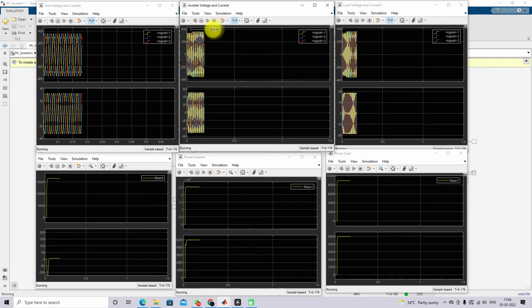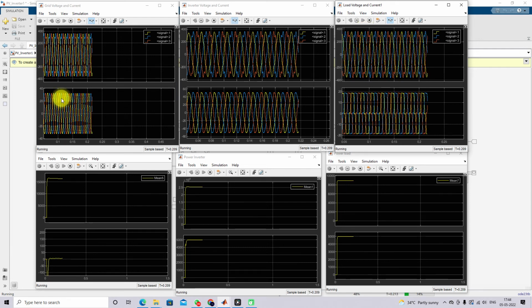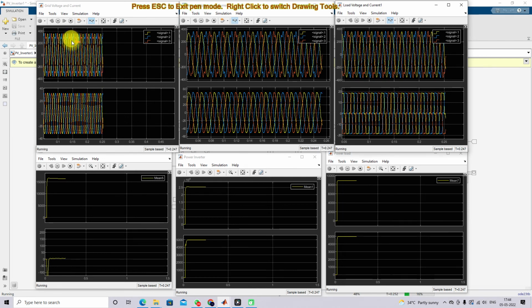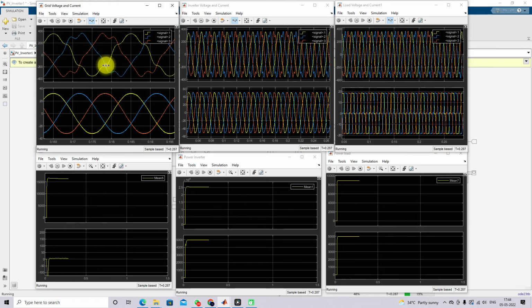Now we can see that harmonics will be generated in the grid voltage. Even though there is distortion in the grid voltage, you can see that the grid current is maintained at a sinusoidal nature. That means the solar PV inverter injects the compensation current to keep the grid current sinusoidal.